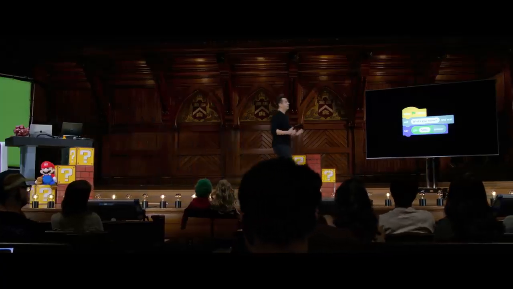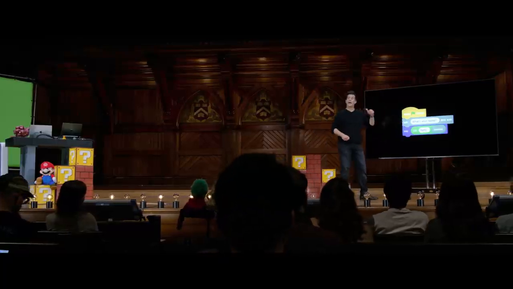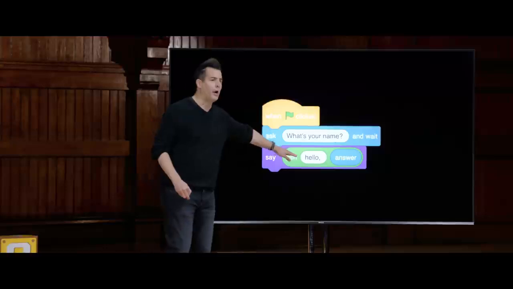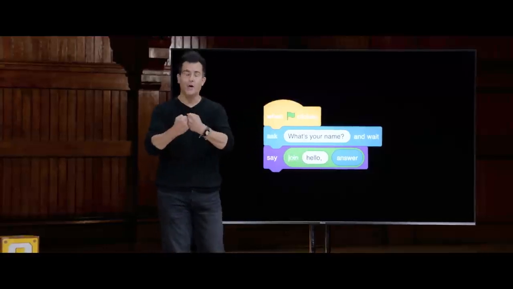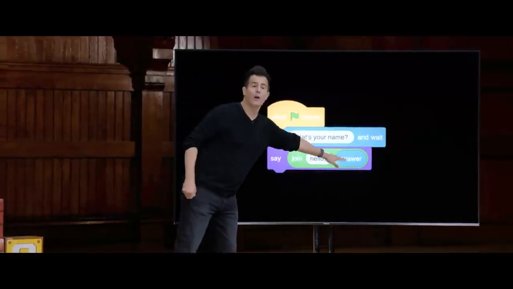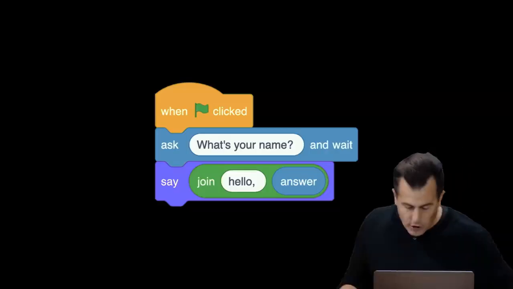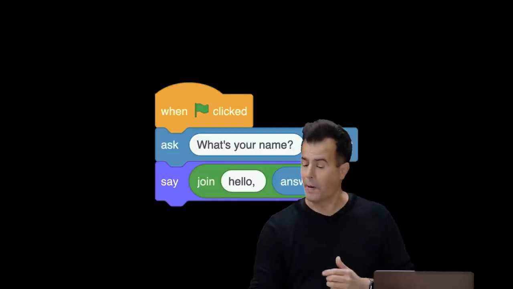So recall in Scratch, this was a program that used two functions, three in fact. Ask, to ask a question of the user, say, to actually display something on the screen, and join, to combine the default of apple, banana, or in this case, hello, and whatever the human's answer was. So this made our hello program a little more interactive last time. How can we actually translate this into a similar paradigm now?